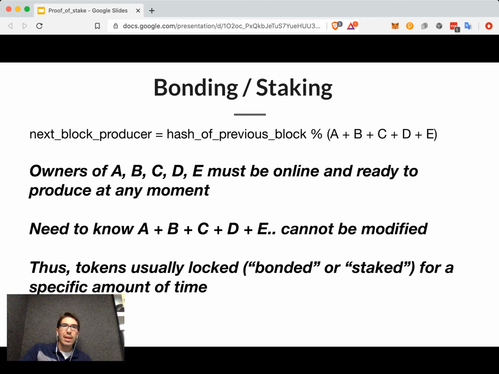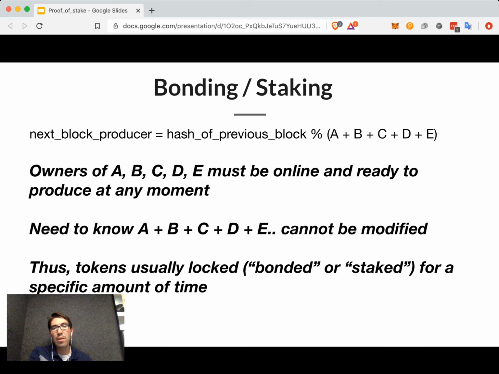Another issue when looking at a proof of stake system is that you need to know ahead of time what the lists of possible block producers are. So with our simple modulo function, the only way that we would know what the potential modulus is, is if we know how many people own tokens. What are the total tokens? And those producers that own those tokens must be online and ready to produce at any moment.